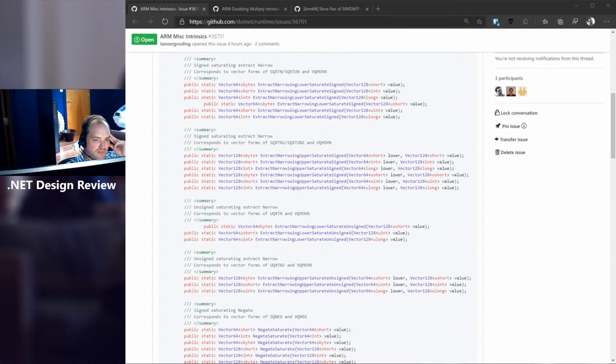Did I miss some conclusion right now? It sounds like we're dropping the extract narrowing. So that means I would just remove the extract narrowing one, both the lower and the upper. And that includes the saturated one as well, right? There's only saturated. Oh yeah. I don't know.